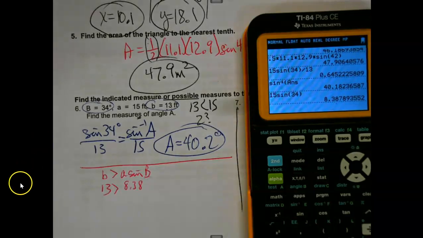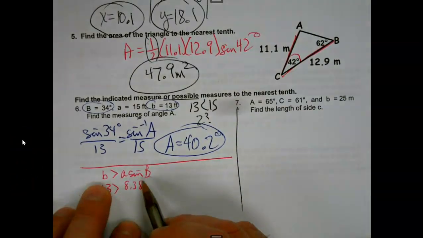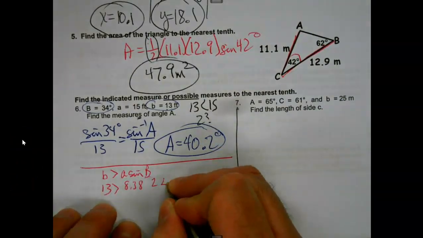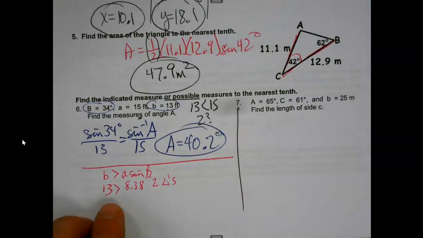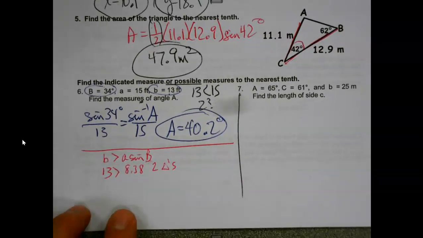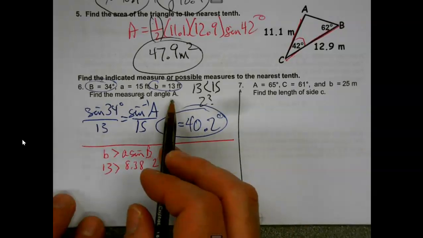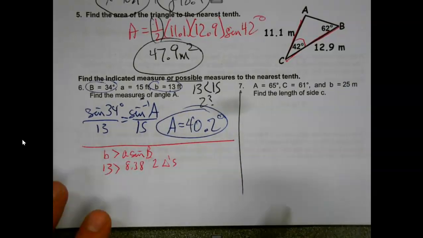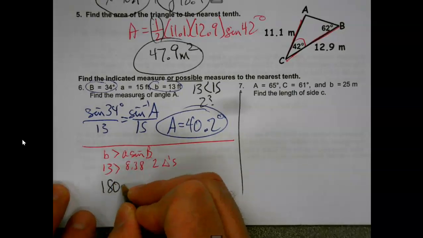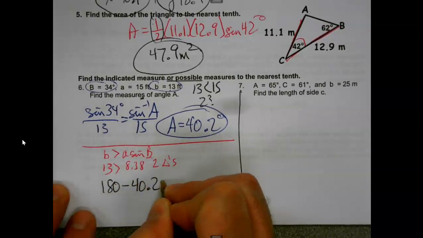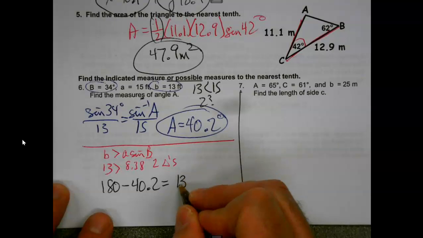So if that's the case, since B is greater than the sine of A, you're going to have two triangles. If it would have been less, B would have been less than that, I'd have had none. So just something to keep in mind. So let's find the second one. All I got to do, because I'm just looking for A, I'm not looking for the whole triangle, is to do 180 minus the measure of the angle that I already have.